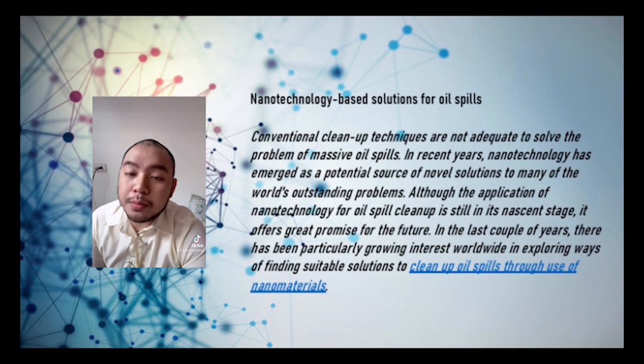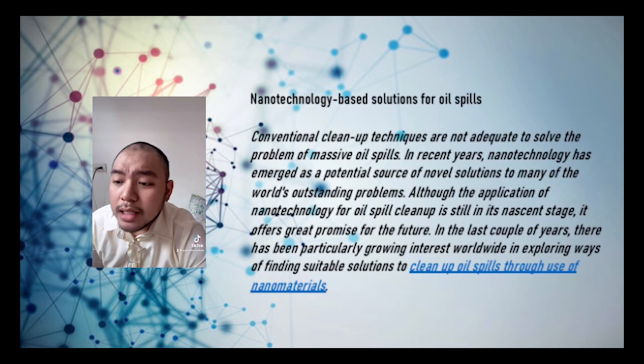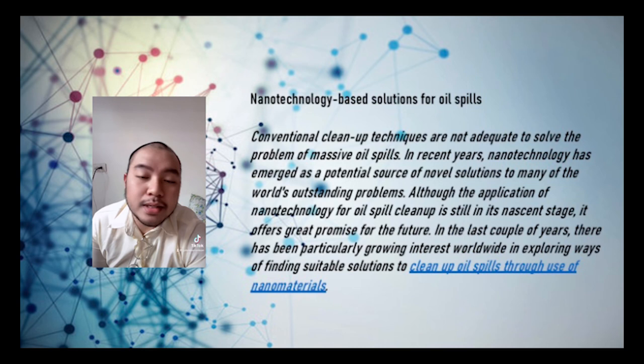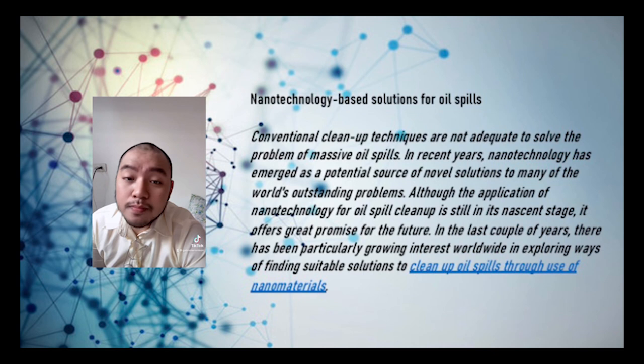Although the application of nanotechnology for oil spill cleanup is still in its nascent stage, it offers great promise for the future. In the last couple of years, there has been a particularly growing interest worldwide in exploring ways of finding sustainable solutions to clean up oil spills through the use of nanomaterials.